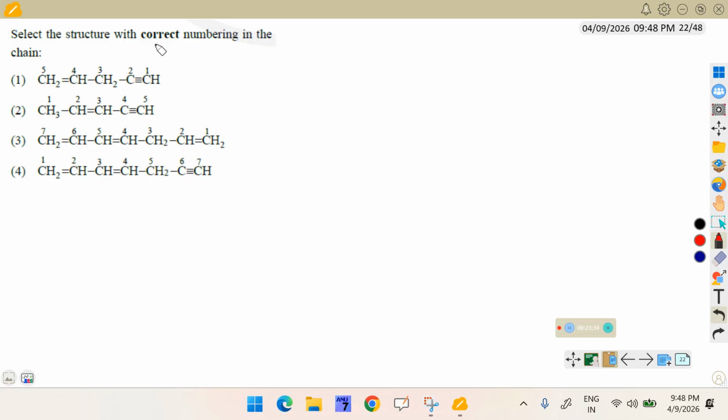Select the structure with correct numbering in the chain. First, the lowest sum rule. Starting from right to left: first position triple bond, fourth position double bond, 1 plus 4 is equal to 5. You can also start from left to right, 1, 2, 3, 4, 5. Left to right, first position double bond, fourth position triple bond. The lowest sum rule value is a tie.